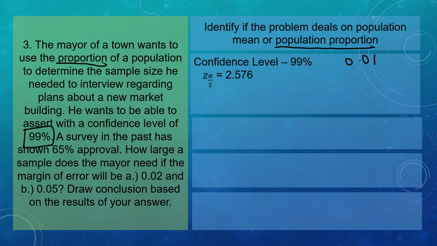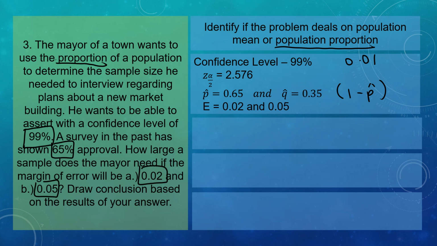Now, in this one, we don't have mean and standard deviation. However, we have P hat and Q hat. For P hat, we deal with 65% because this is the survey in the past that showed 65% approval. So if P hat is equal to 65% or 0.65, we already know that Q hat is 0.35. How did we get that? We have the formula 1 minus P hat. So 1 minus 0.65, we have 0.35. Now, the margin of error here is 0.02 and 0.05. Let's start with 0.02.